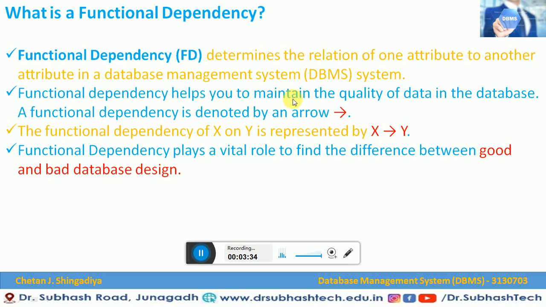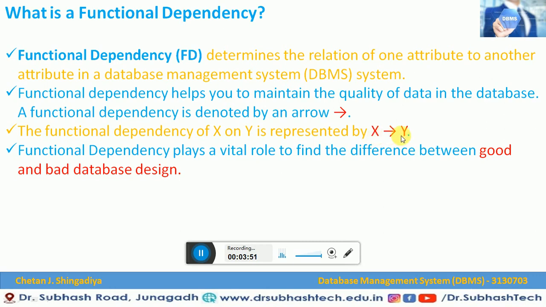Also, functional dependency plays a vital role in finding the difference between good and bad database design. One of the most important aspects of functional dependency is that it plays a very important role in finding the difference between good database design and bad database design. So this is the understanding of functional dependency and how we represent it.